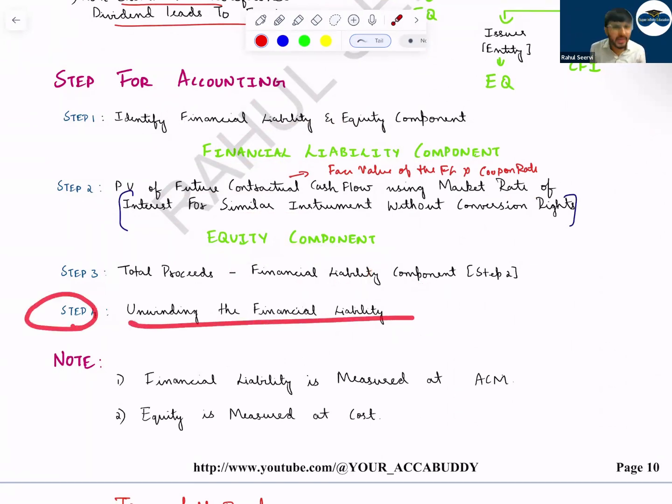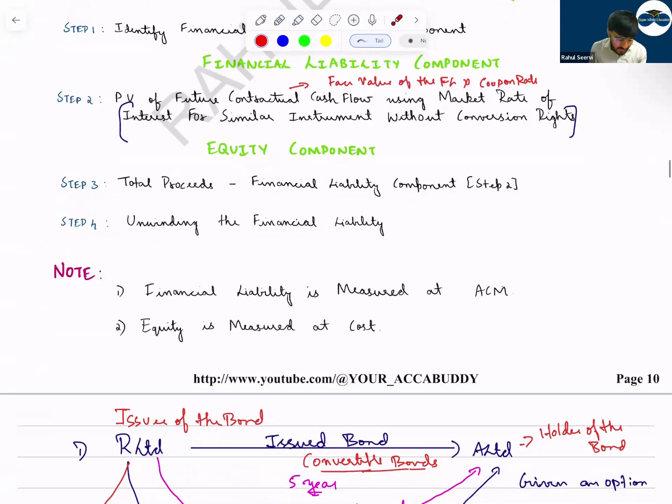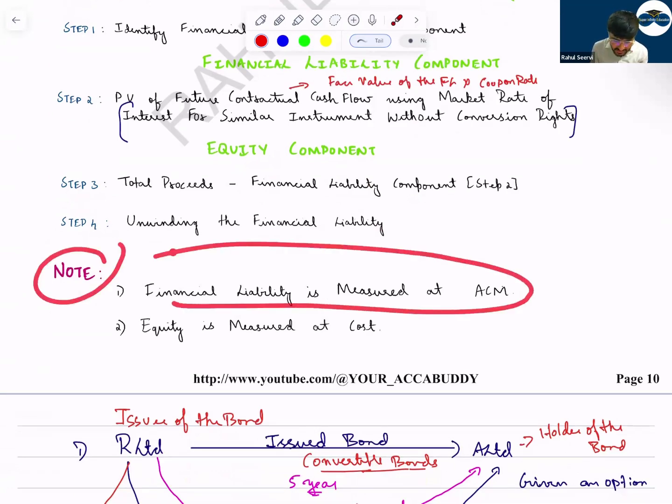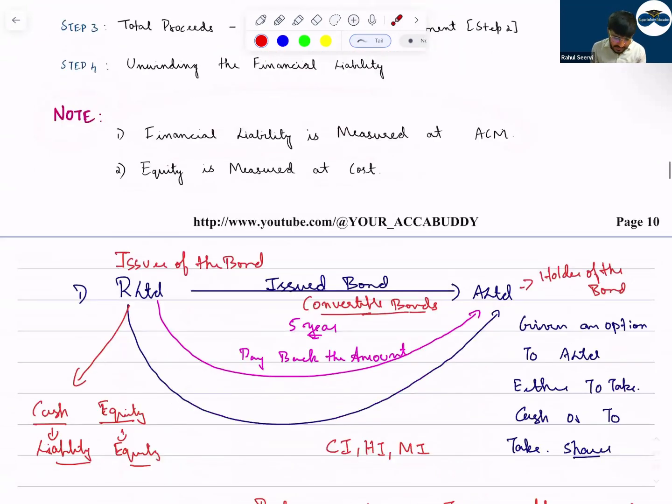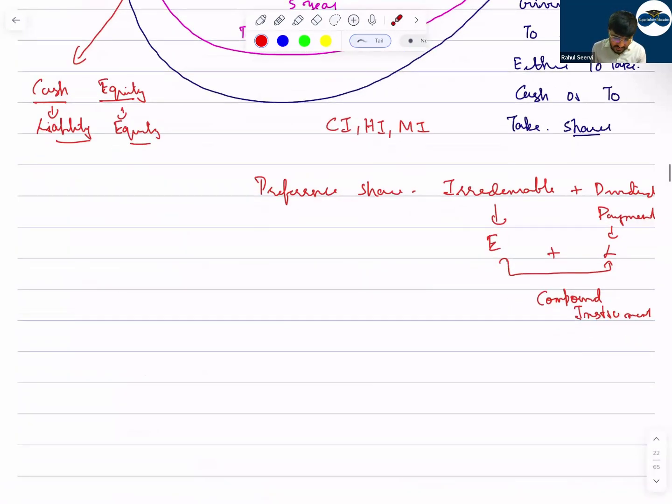Step number 4, unwinding the financial liability. You should unwind it normally, treating the liability as per the respective standard, that is financial instruments. Note, financial liability is measured at amortized cost and equity is measured at cost, so the value will remain the same. So this is the example which we have taken.